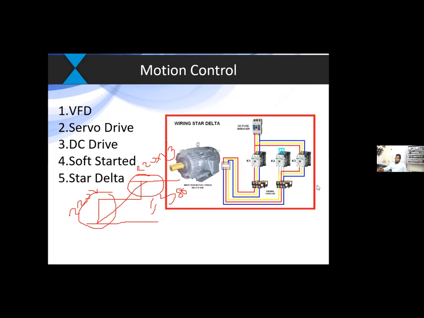For star delta connection, we need 3 or 4 magnetic contactors, 1 timer, and a few other things. In industry, 90% of industries use star delta to save the motor. Though it is not as good as the soft starter, it can save the motor. But the price of star delta is very cheap. The star delta cost is just the cost of 3 or 4 magnetic contactors, 1 timer and a few switches. For example, for a 3 kilowatt motor, if you want to make a star delta, it can take only 2000 or 1500 taka.